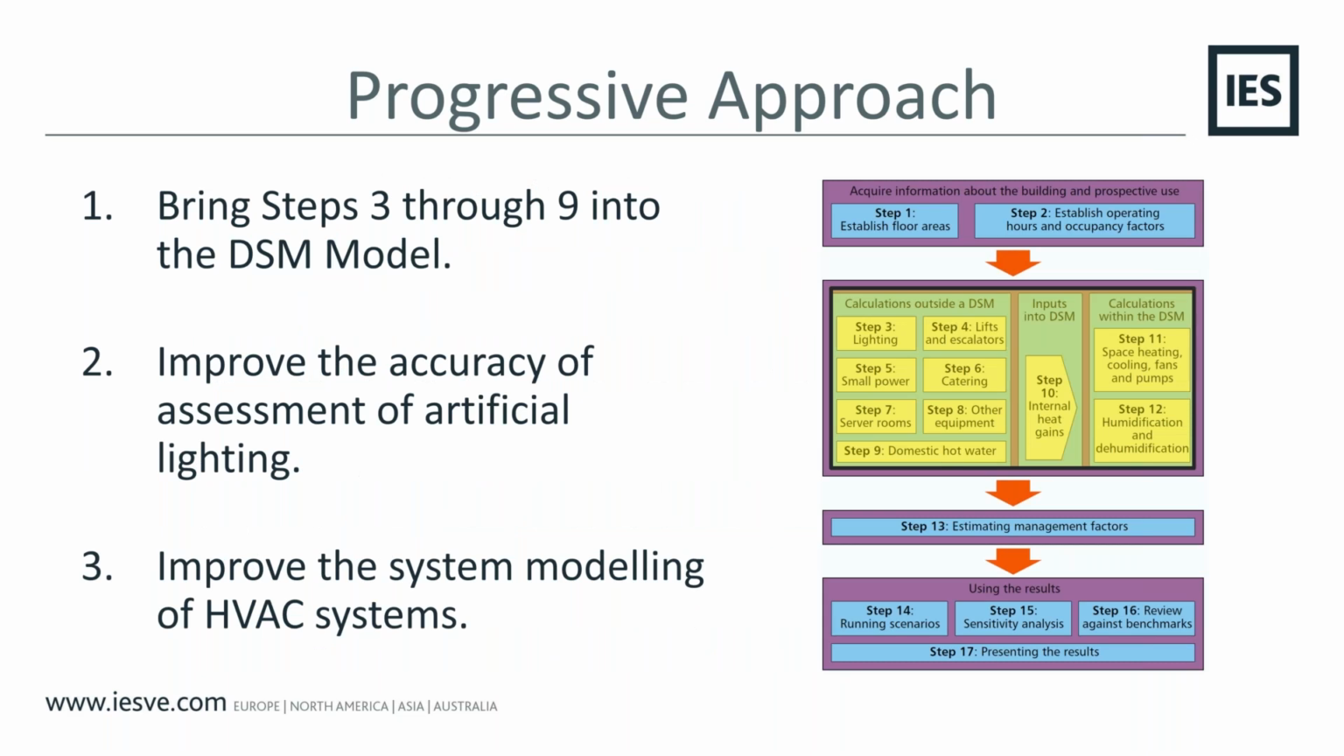Okay, so in an effort to improve the approach, we would like to find ways to bring steps 3 through 9 into the DSM model. We'd also think it's sensible to improve the accuracy of the assessment of artificial lighting, and then, where viable, improve the system modelling of HVAC systems.